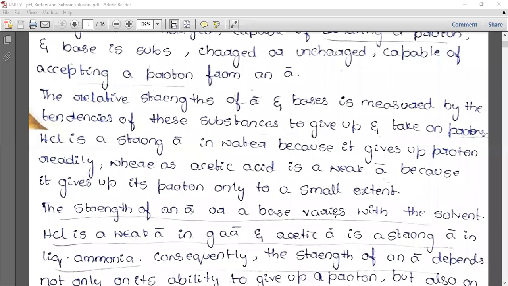What is an acid and base according to Bronsted-Lowry theory? And when do we call an acid a strong acid? When do we call a base a strong base? Or when do we call an acid a weak acid? When do we call a base a weak base? I hope it's clear.